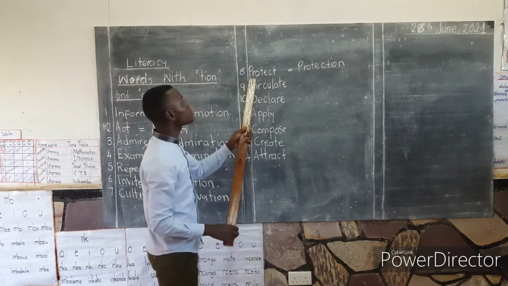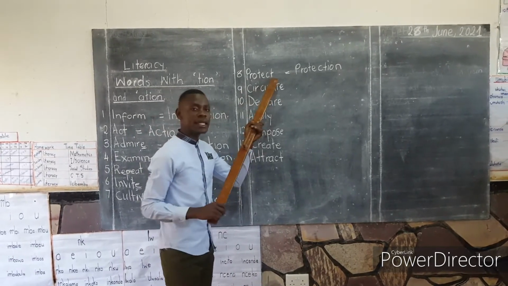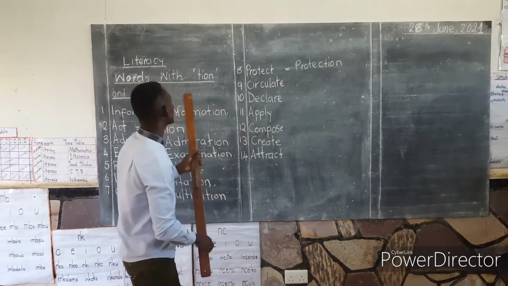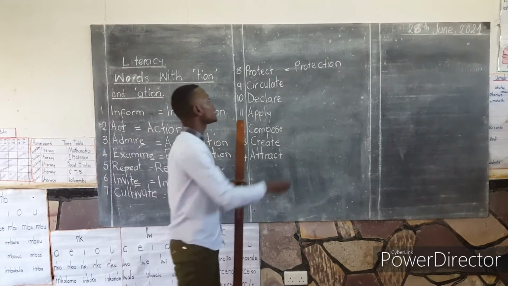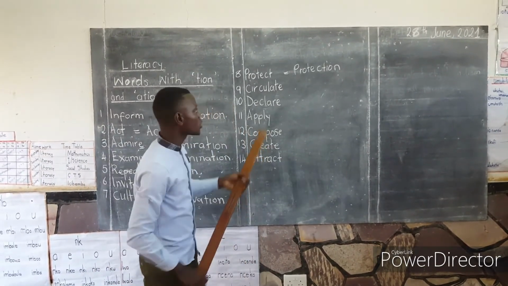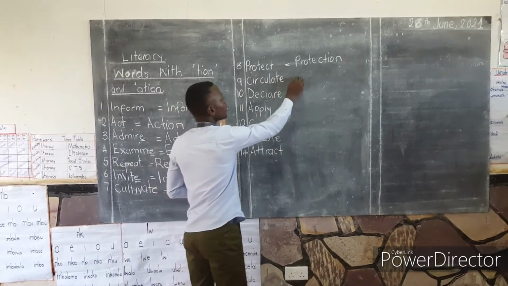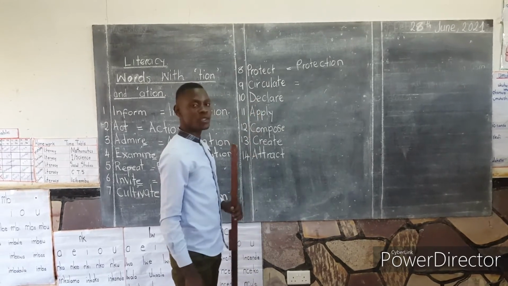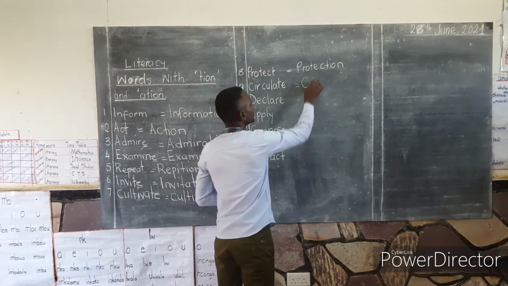So from the word protect, we've removed one single T and we remain with one, for us to maintain the principles that are used when forming nouns from this verb. So this word becomes protection. We go to the ninth one, which is circulate. To form a noun from this word circulate, we'll write it as circulation.